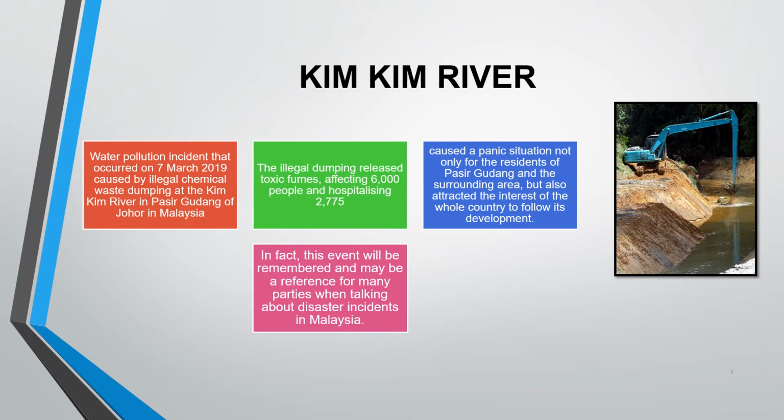2,775. It caused a panic situation, not only among the residents of Pasir Gudang and the surrounding area nearest the Kim Kim River, but it also attracted the interest of the whole country to follow this development. In fact, this event will be remembered and may be a reference for many parties when talking about disaster incidents in Malaysia regarding environmental effects.